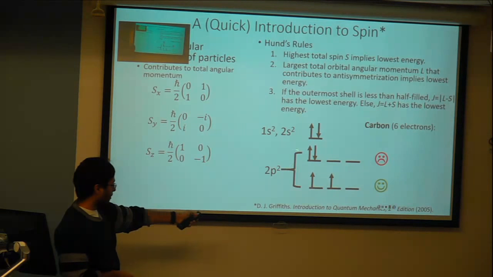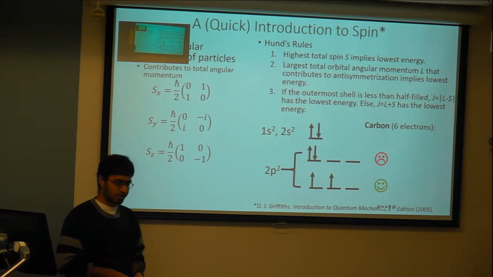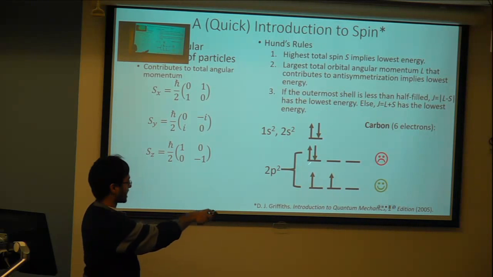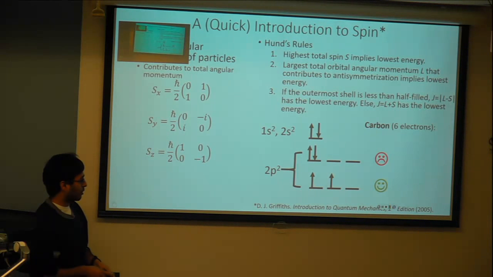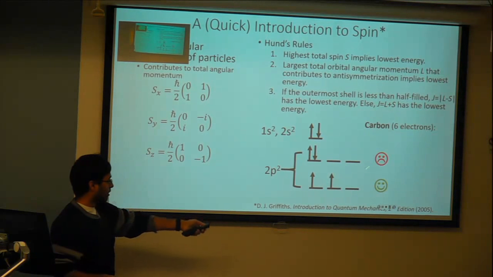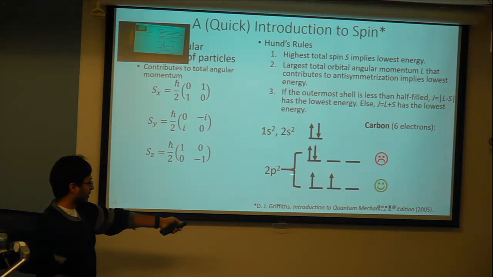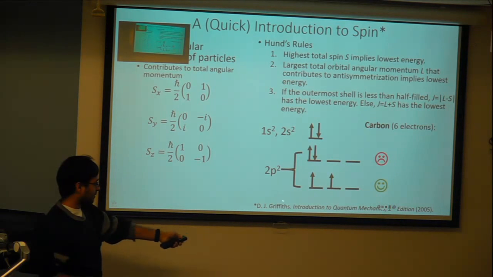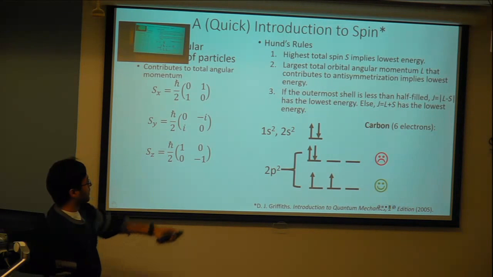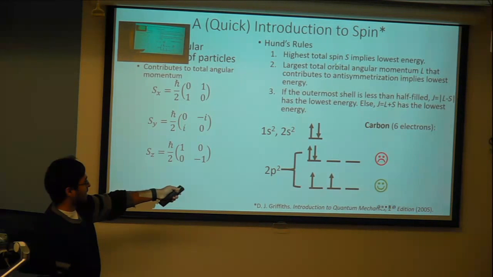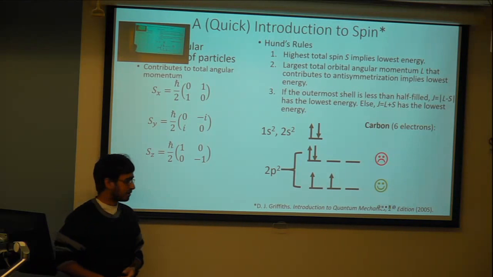However, for the outermost shell, 2p2, Hund's rules actually tell us that we cannot have 2 electrons in the same part of the shell. So instead of having up-down on one part of the shell, we have to have 2 ups, one on each different part of the shell. This will give us the highest total spin, and therefore the lowest energy for carbon.